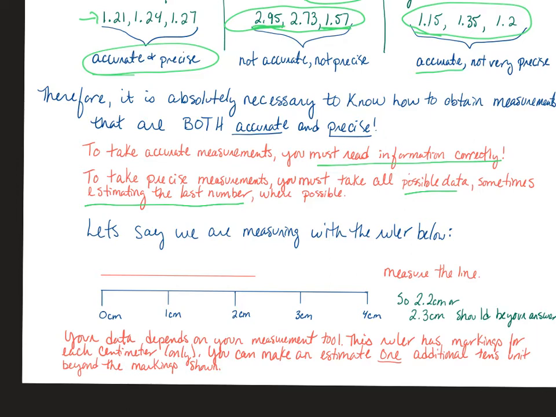So let's say we're trying to measure what we've got here. And this is our ruler. And I'm going to measure this line right there. First of all, you have to make sure that you're starting where that instrument starts, and that you're not measuring, say, starting at the 1 or the 2.5.